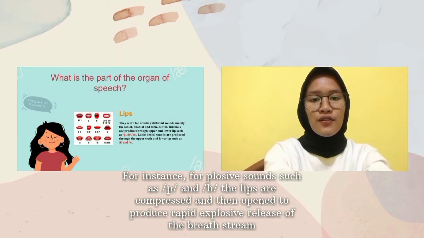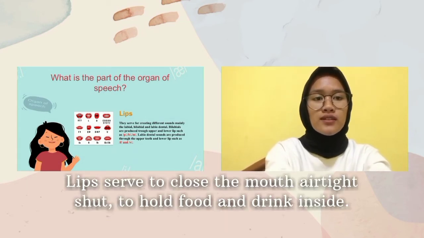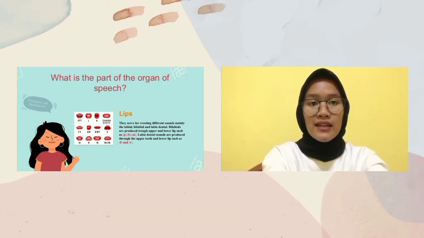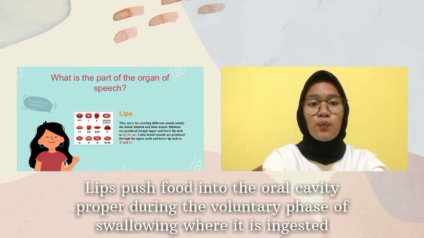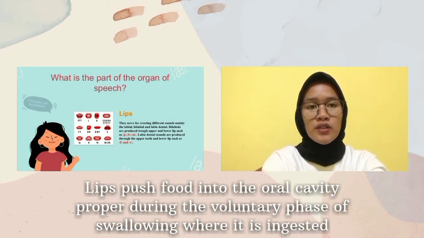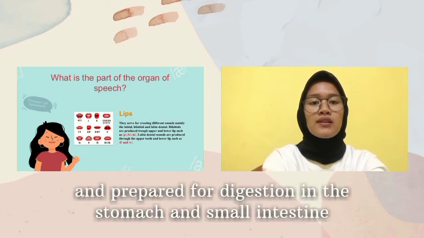For instance, for plosive sounds such as P and B, the lips are compressed and then opened to produce a rapid, explosive release of the breath stream. Lips serve to close the mouth airtight shut, to hold food and drink inside. Lips help to hold food between upper and lower teeth during chewing. Lips push food into the oral cavity proper during the voluntary phase of swallowing, where it is ingested and prepared for digestion in the stomach and small intestine.